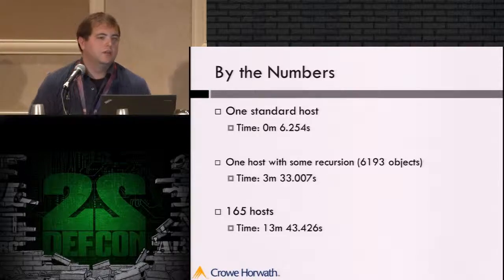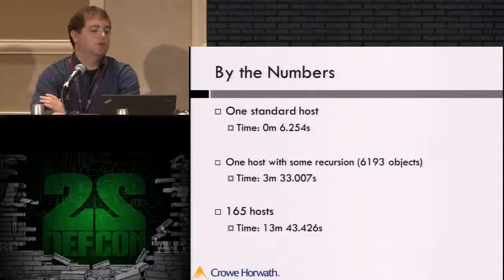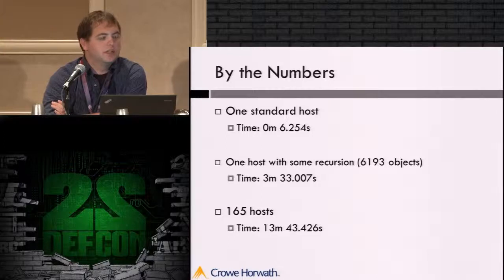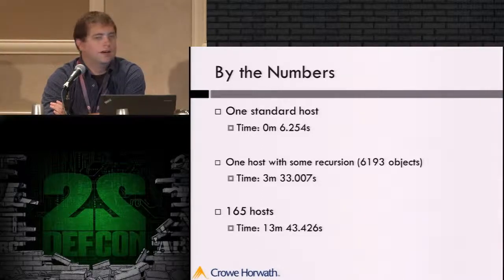So by the numbers, this is some of the numbers we pulled with the current version just to see how fast it runs. It takes about 6 seconds for a standard host, and that includes Samba warming up, the tool warming up, and giving you a little bit of a pause so that if you type the password wrong, you can Control-C before you lock everything out. One host with some recursion for about 6,200 objects takes about 3, 3.5 minutes.